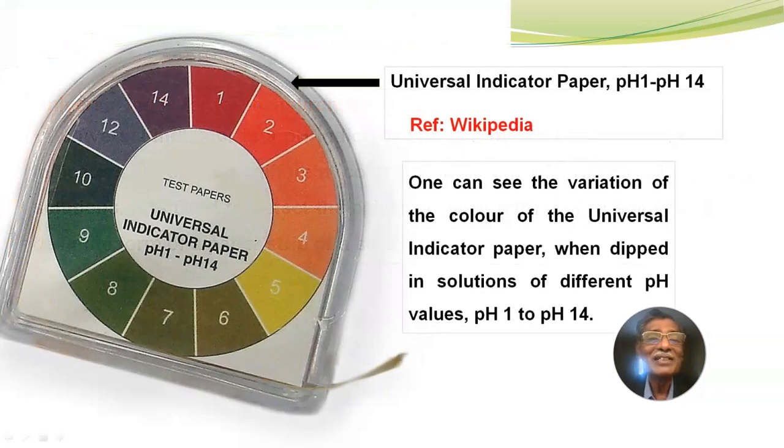You see here, I have shown the universal indicator paper in the range of pH 1 to pH 14. One can see the variation of the color of the universal indicator paper when dipped in solutions of different pH values ranging from pH 1 to pH 14. You can observe different colors when the pH of the solution is different.